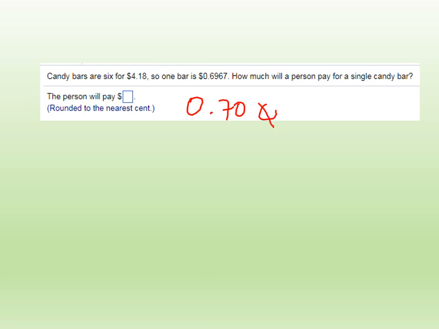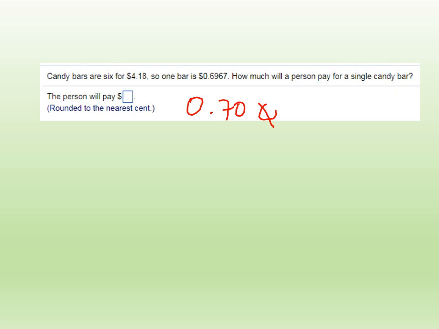Good job. How? Candy bars are 6 for $4.18. So that means that 1 bar is going to cost 0.6967. They're telling you that 1 bar costs that much. How much will a person pay for a single bar? Round to the nearest cent. All you're doing is rounding to the nearest cent for how much 1 bar is.